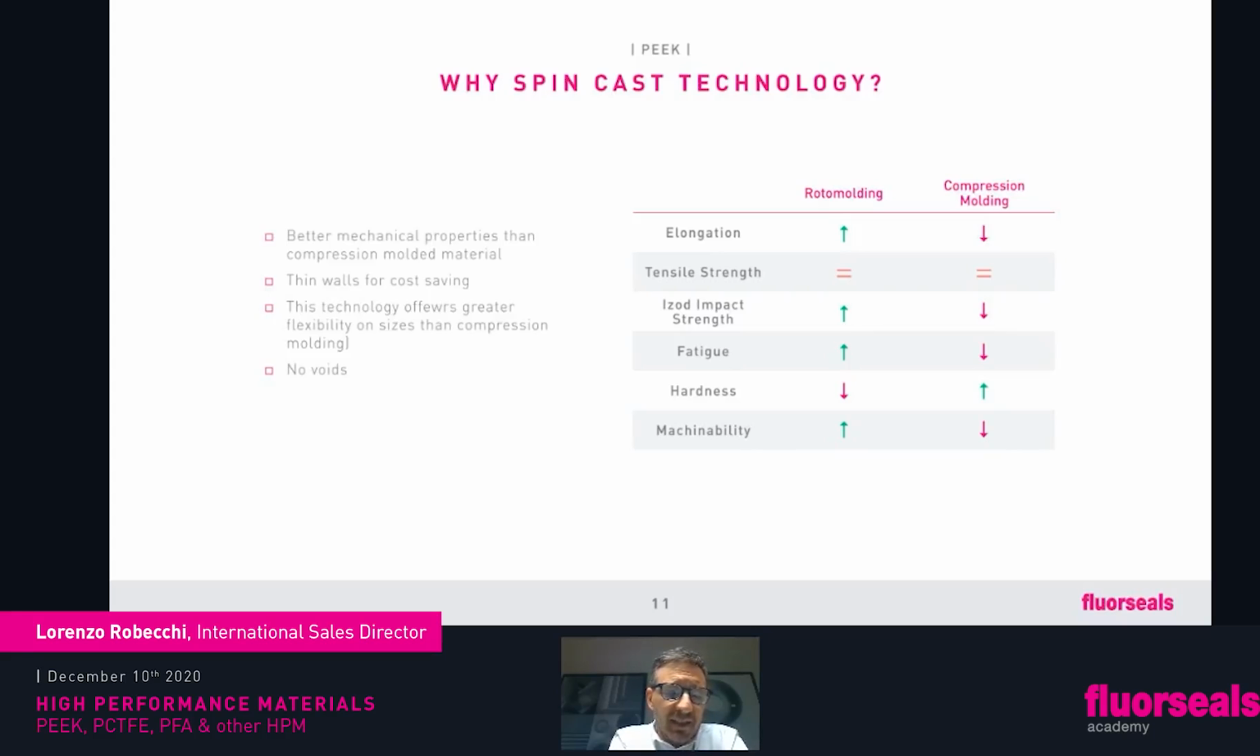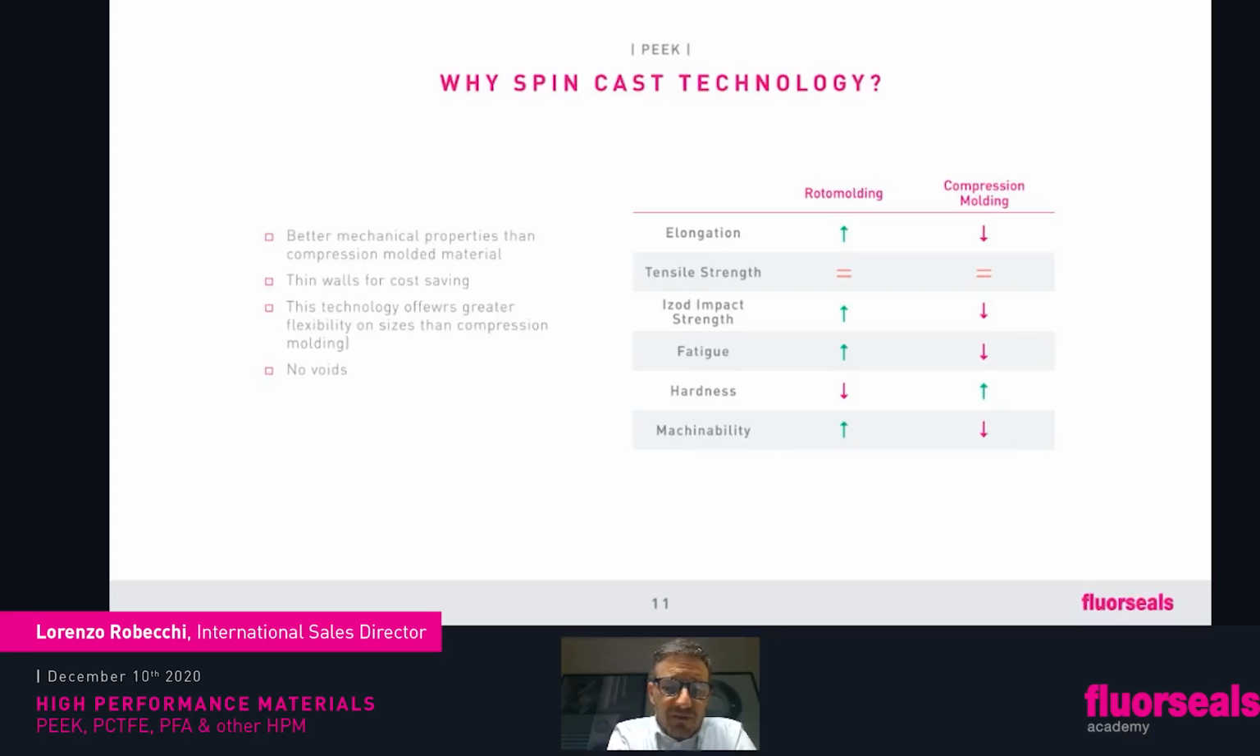And yet it is a very nice technology if you need a billet in PEEK. Why is that? Some advantages. We compare it to compression molding because, up to a certain diameter, the most common billets you're going to find are compression molded. So it's right to compare rotomolding with compression molding.